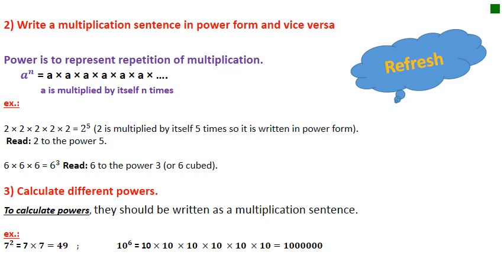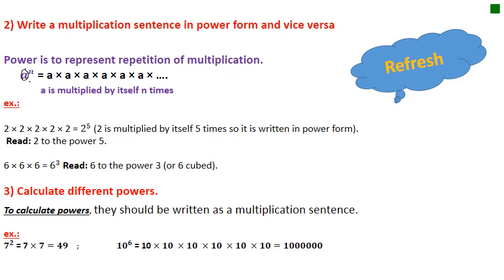Now, how can we write a multiplication sentence in power form and vice versa? Any power is represented as a repetition of multiplication. For example, the notation a to the power n is written a times a times a, n times. Because the base a is multiplied by itself n times. For example, 2 to the power 5 is written 2 times 2 times 2 times 2 times 2, and it's read 2 to the power 5.